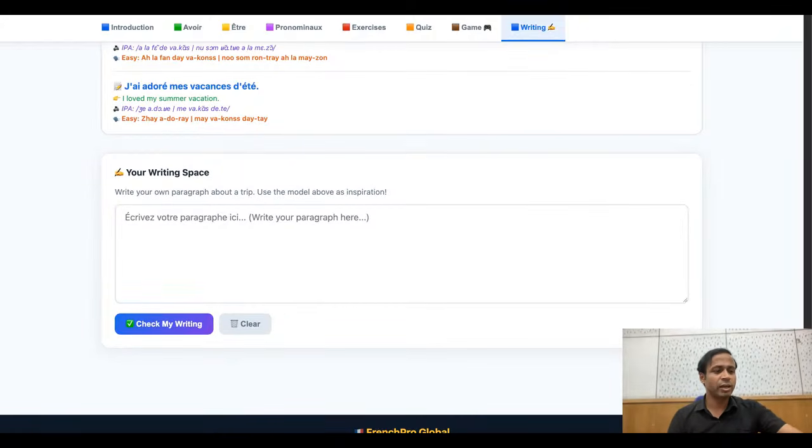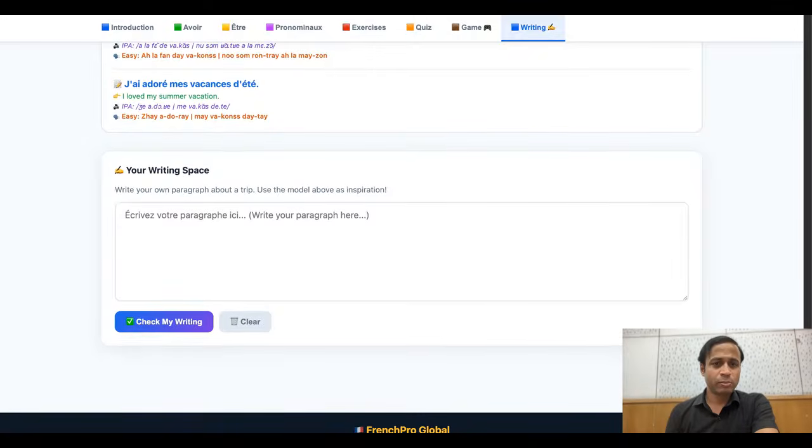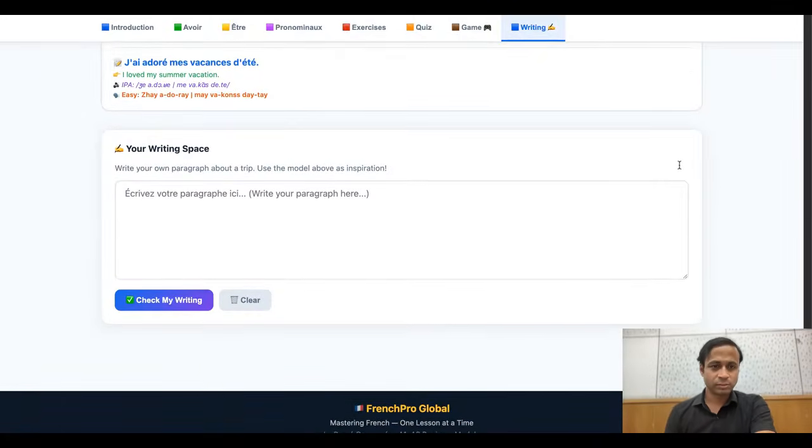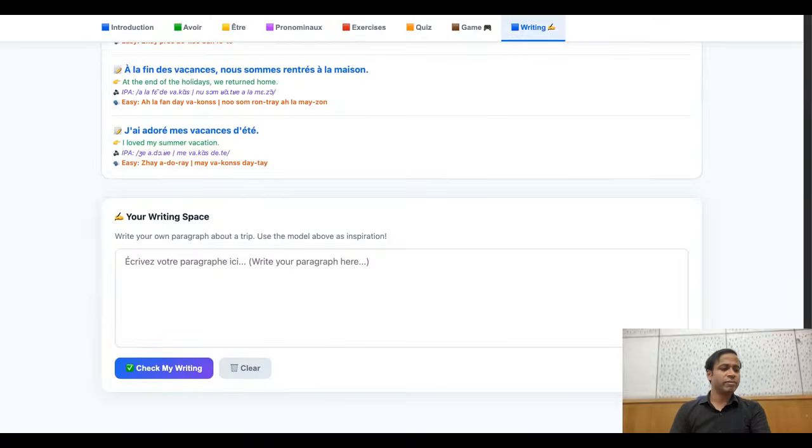So here you can write a few sentences in the chat box. Write your own paragraph about a trip. Use the model above as inspiration. Okay, so can you please write just a small piece, just to know how you are doing? You can write it in your chat box. I can see, based on the model that you have done. Yeah, please do it. Just 2-3 lines at least you can write. Yeah, I am waiting. You can write.